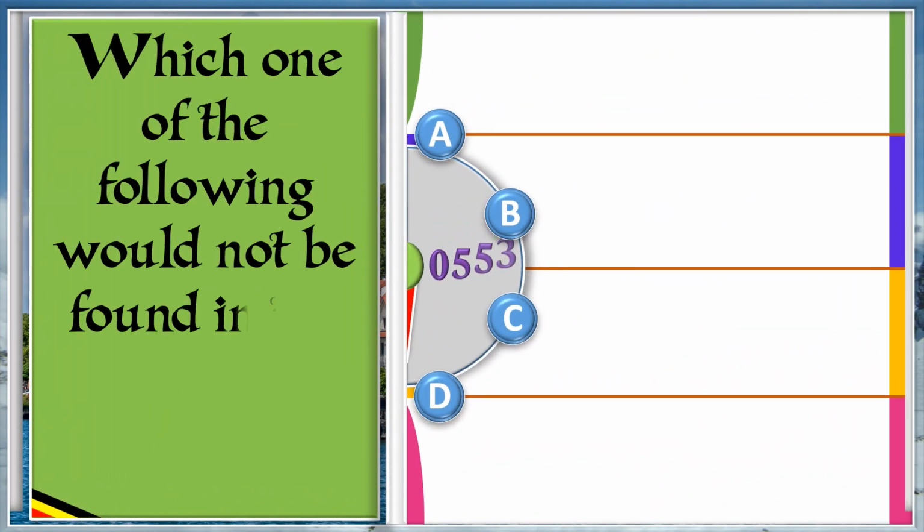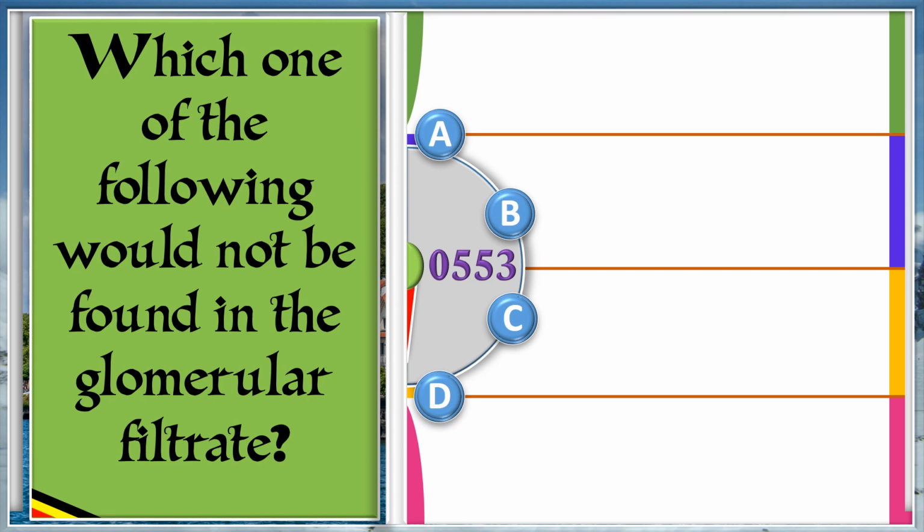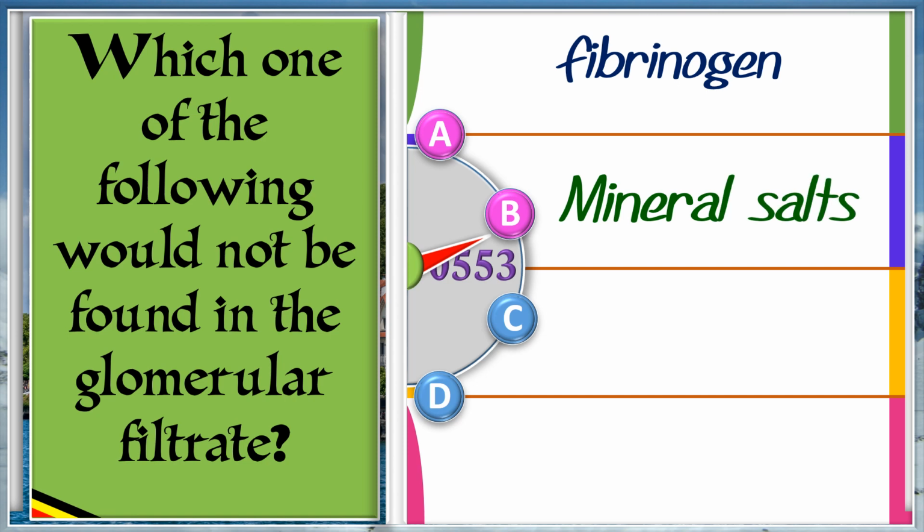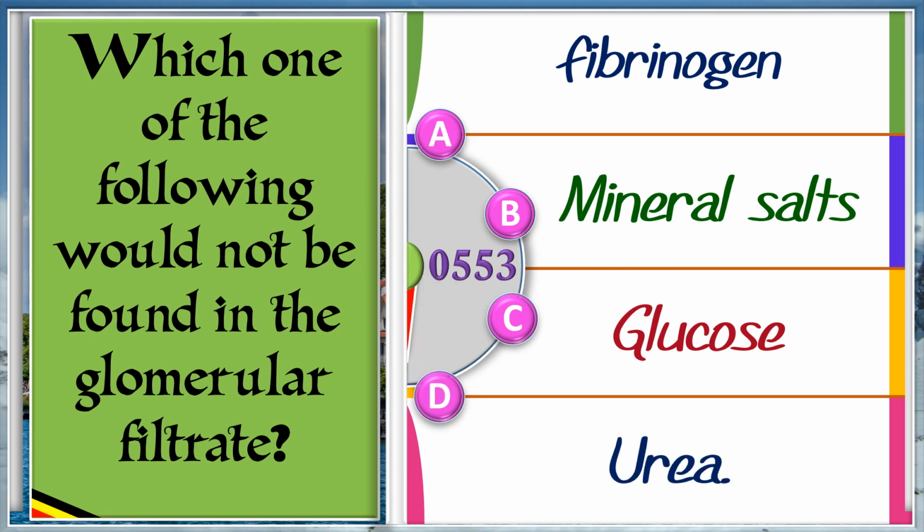Which one of the following would not be found in the glomerular filtrate? A. Fibrinogen. B. Amino salts. C. Glucose. D. Urea. And the answer is A. Fibrinogen.